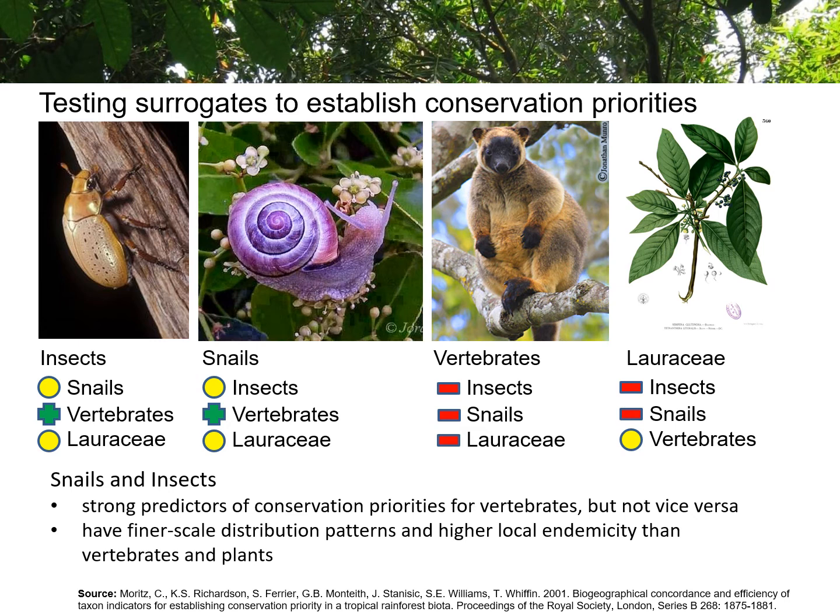This is presumably because diverse taxonomic groups tend to have finer scale distribution patterns and higher local endemism than vertebrates and plants. So the taxonomic groups that have the greatest data deficit, including diverse arthropods, may be among the most powerful indicators of ecosystem priorities.